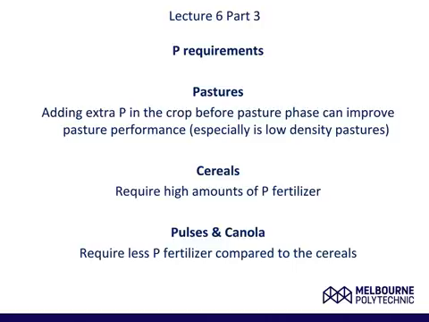Not only does the way you manage your crop alter your P requirements and usage, but so does the crop itself. For example, if you grow pastures, it is thought best to add extra P on the establishment of your pasture, because this can improve your pasture performance. This is particularly important if you are aiming to use a low-density pasture. Cereals are thought to require high amounts of phosphorus fertilizer, while pulses and canola require less compared to the cereals.